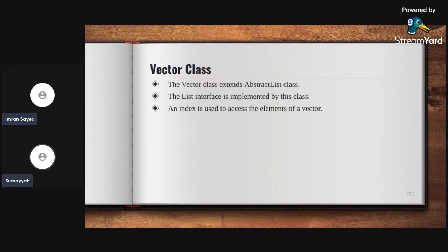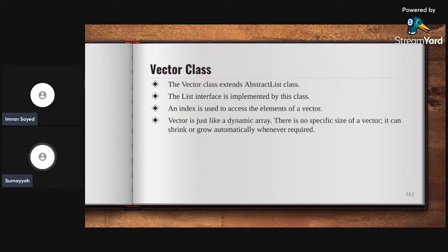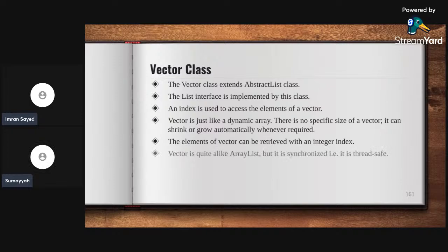An index is used to access the elements of a vector. Vector is just like a dynamic array. There is no specific size of a vector. It can shrink or grow automatically whenever required. The elements of a vector can be retrieved with an integer index.